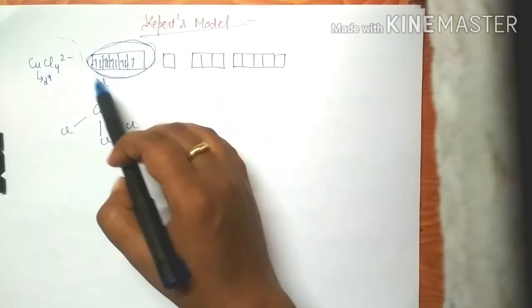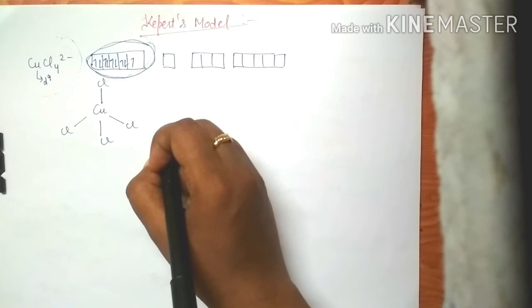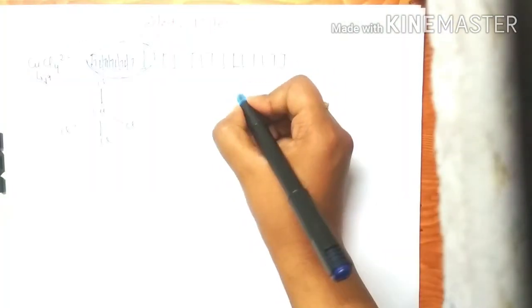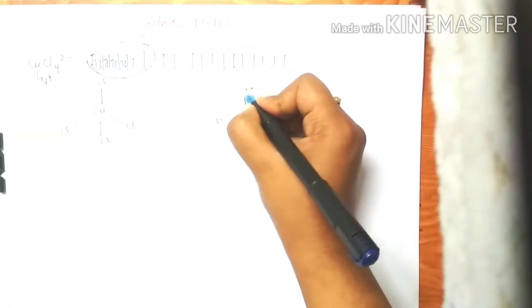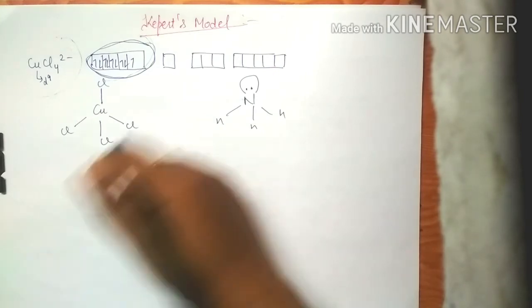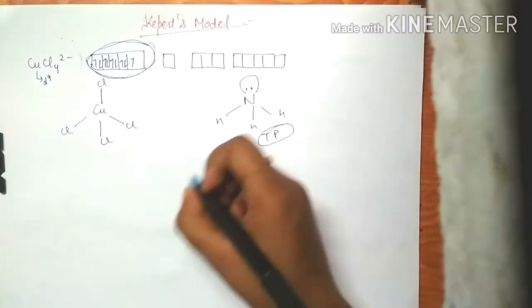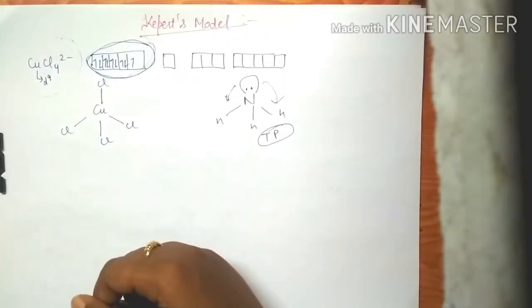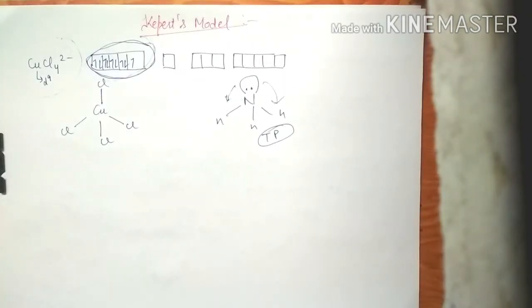So this is basically Capet's model, which says that the lone pair will not have any effect on the geometry or the shape of any molecule. For example, if you take the case of NH3, then we have this geometry in which, due to the lone pair, it has trigonal pyramidal geometry. So the lone pair also participates in deciding the geometry of the given molecule.